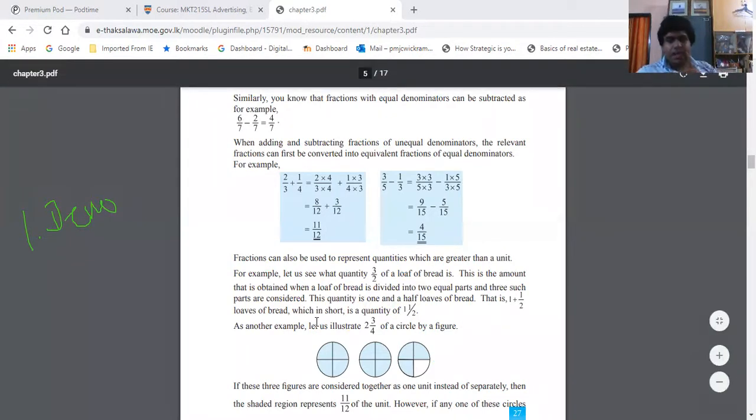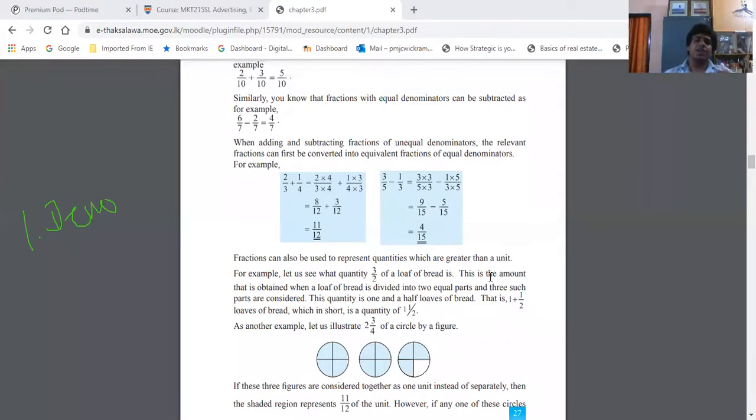Fractions can also be used to represent quantities which are greater than unit. For example, let us see what quantity 3 over 2 of a loaf of bread is. This is the amount that is obtained when a loaf of bread is divided into 2 equal parts and 3 such parts are considered.